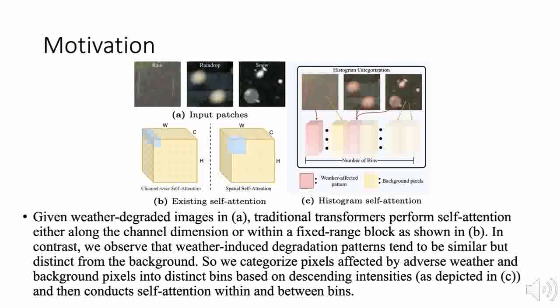We noticed that the weather-induced degradation patterns tend to be similar but distinct from the background. However, the existing networks do not utilize this prior knowledge, and traditional self-attention is performed either along the channel dimension or within a fixed range. So we categorize pixels affected by adverse weather and background pixels into distinct bins based on descending intensities, and then conduct self-attention within and between the bins.